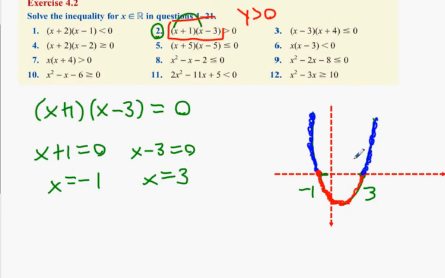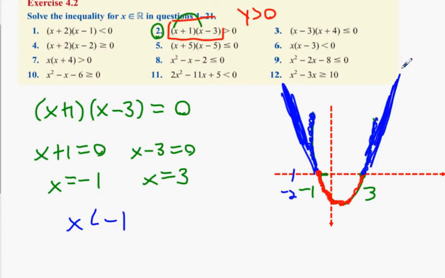Blue region. The blue region happens when the x values are smaller than -1. For example, x equals -2 is going to be a blue region because it's a U-shaped curve, isn't it? X bigger than 3 is also going to be a blue region. So for any x value smaller than -1, the y value will be bigger than 0. For any x value bigger than 3, the y value will also be bigger than 0.